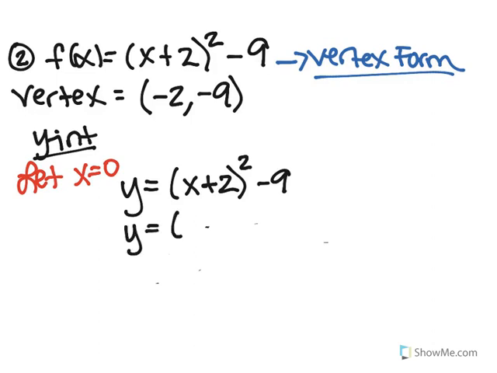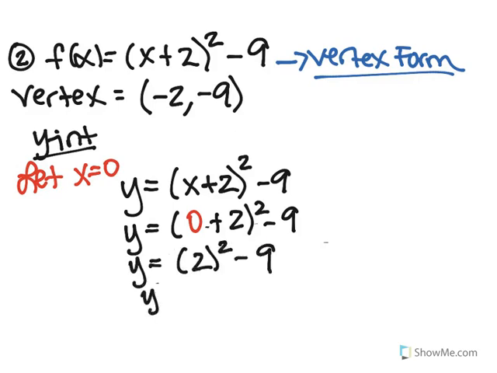So if I let x be 0, it's gone. So we're working with 2 squared minus 9, 4 minus 9, which gives us a negative 5. So this parabola is crossing the y-axis at negative 5.